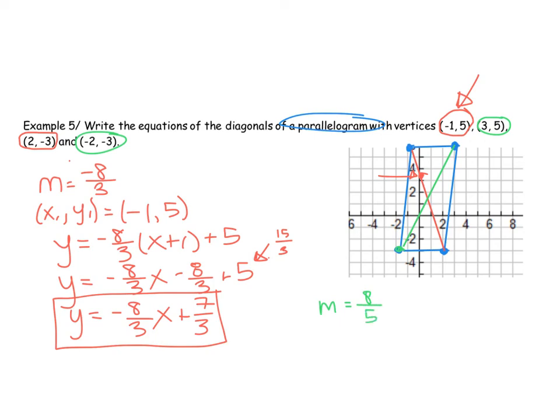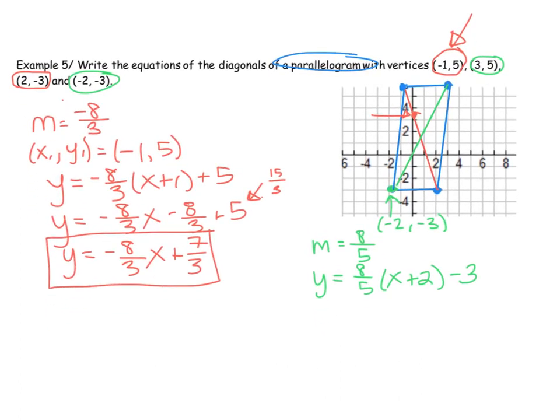My point, since I'm not really sure, it looks like it might go through (0, 0), but I'm not totally sure about that. I'm going to use the point (-2, -3). So I have y equals my slope of 8/5 times x plus 2, minus 3. And now I'm just going to distribute and write this in y-intercept form so that I can verify that the y-intercept seems to be approximately in the right spot.